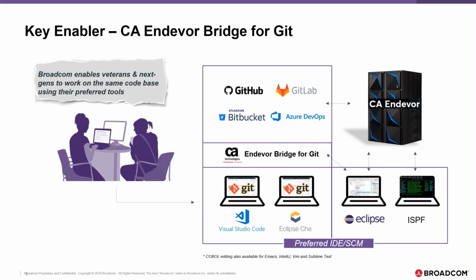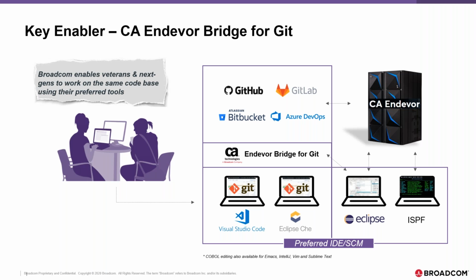The CA Endeavor Bridge for Git also plays a role in enabling this experience. As the leading mainframe SCM, Endeavor serves as the enterprise repo for millions of mainframe software assets, their interrelationships, and their build parameters. While Git is foundational in the contemporary developer's cockpit, the Bridge for Git is a must, and it is actually named quite appropriately.